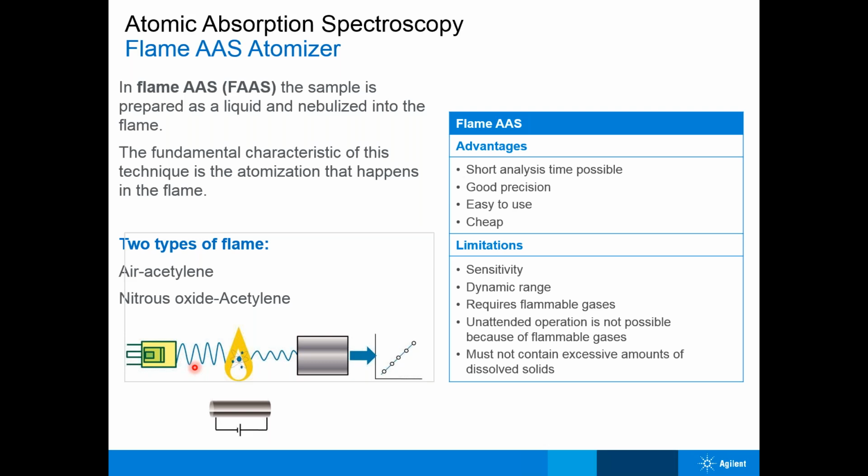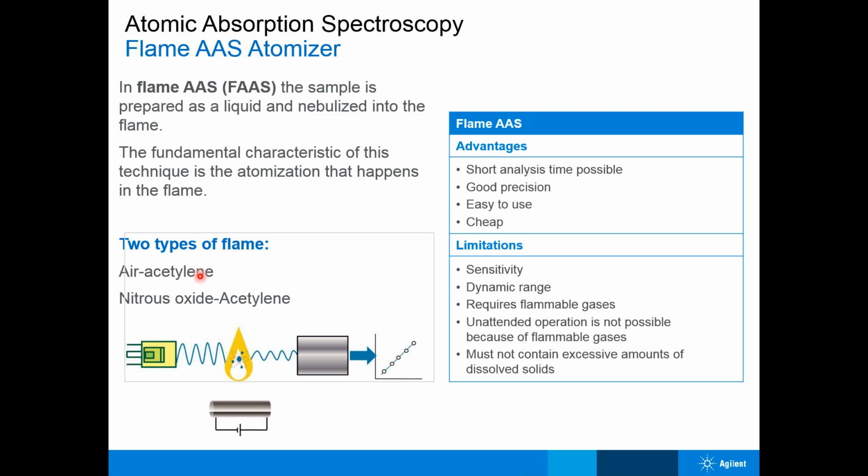Basically, two different types of flames are used: the air acetylene flame and the nitrous oxide flame. With the air acetylene flame, you can reach a temperature of up to 2300 degrees Kelvin, whereas with the nitrous oxide flame, you can reach a temperature close to 2900 degrees Celsius. The selection of the flame is very important when we are analyzing elements. For example, if we are looking for an element like calcium in food, it is very difficult to rupture the bond at 2300 degrees in the air acetylene flame.